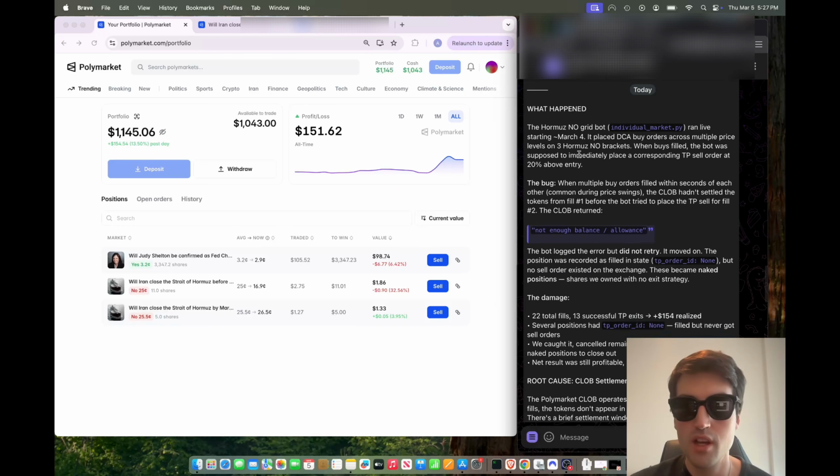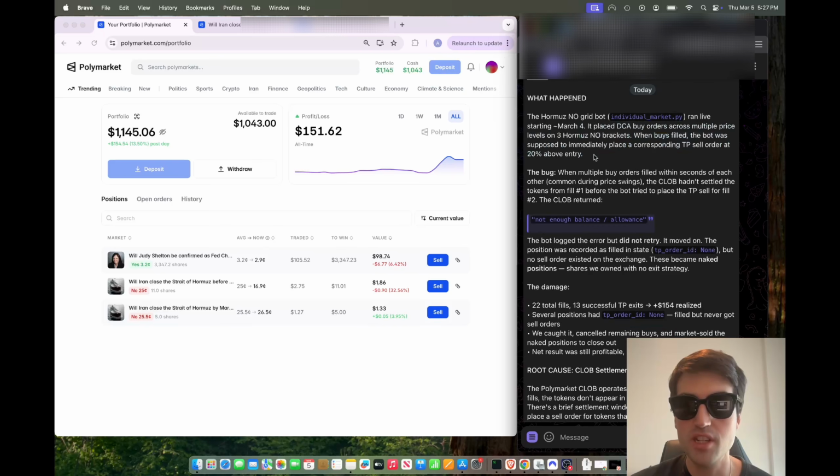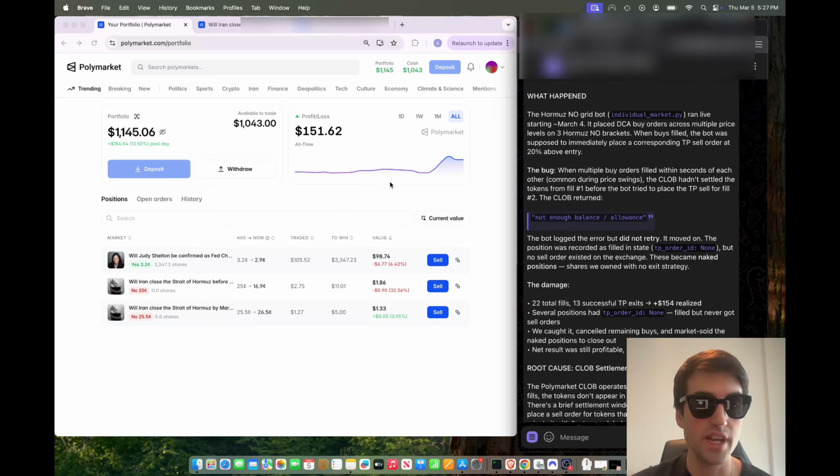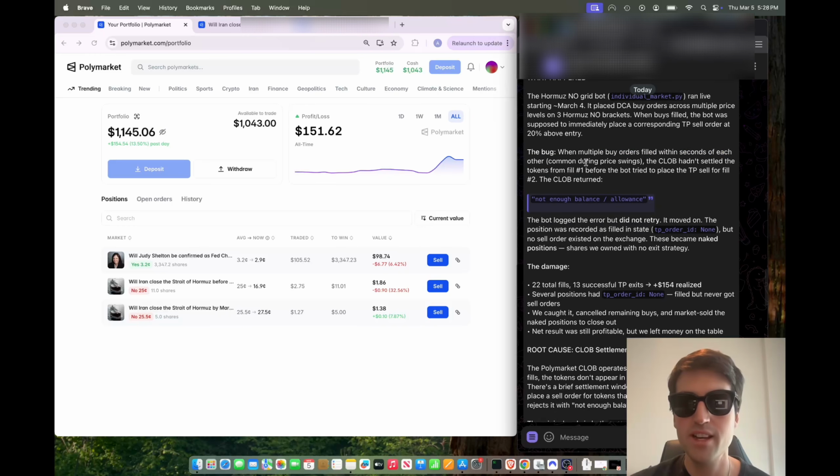It says right here, it tried placing DCA orders, which of course it did, and that's why I was able to make money on this. But the problem, which is what it diagnosed, was that when multiple buy orders filled within seconds of each other, the CLOB hadn't settled the tokens from fill 1 before the bot tried to place the TP sell for fill number 2.